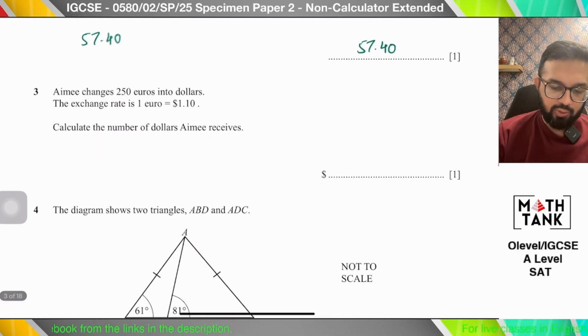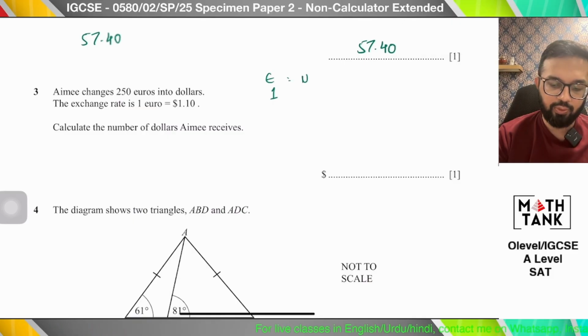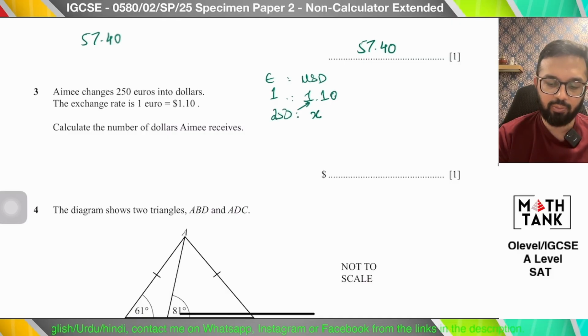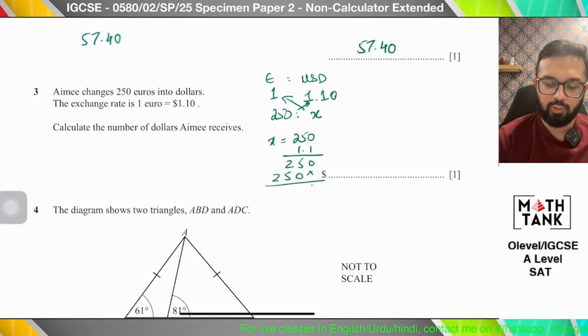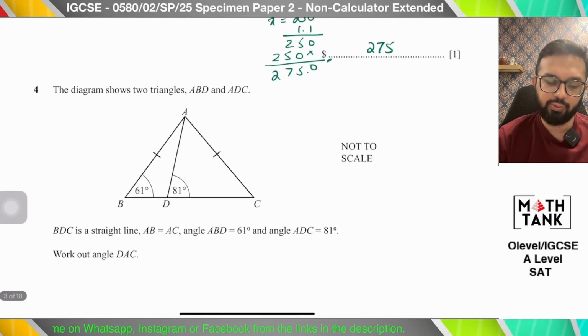Okay, it says Amy changes 250 euros into dollars. So euros into dollars, 1.10. You have 250 here, you put an X there and you cross multiply. So 250 times 1.10. Okay, I'm doing as many calculations as I can possibly show you. So that's $275. The sign is already there, so I just need to write the answer.